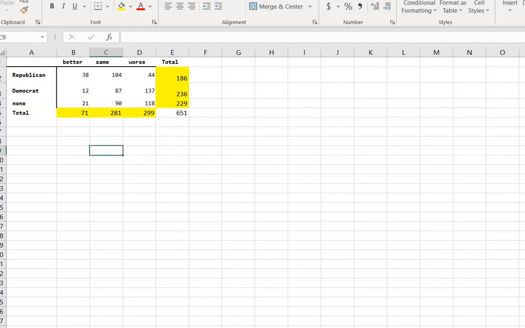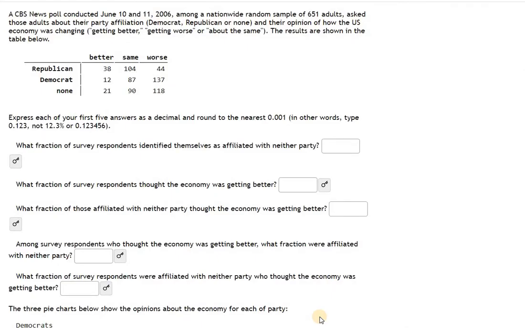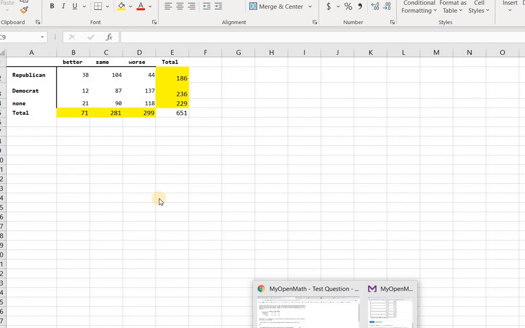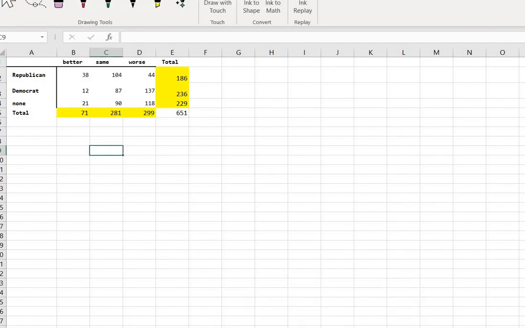Now we can answer the questions one by one. So the first question says, what fraction of survey respondents? So we're going to find the fraction of survey respondents. That means we want the denominator of our fraction to be all of the survey respondents. That is the first thing that I'm going to do. I'm going to say, okay, to answer the first question, this is question number 1. The denominator I know has to be 651 because it says, what fraction of survey respondents?